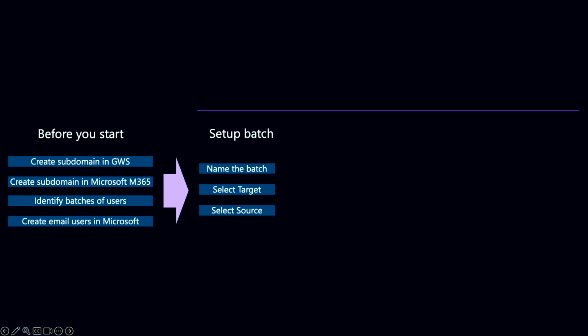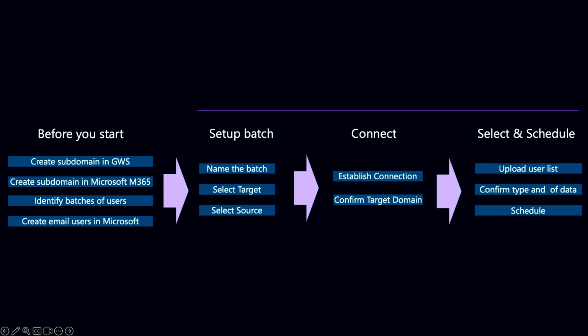Then you set up the batch. Then you establish the connection between your source and also your target. Confirm which target you are writing to. And then you select the data type, the duration, and include or exclude certain folders. And then you schedule, and then you repeat it over multiple batches. This works wonderfully well for large tenants who are migrating tens of thousands or hundreds of thousands of users.